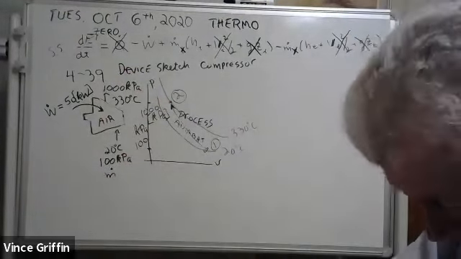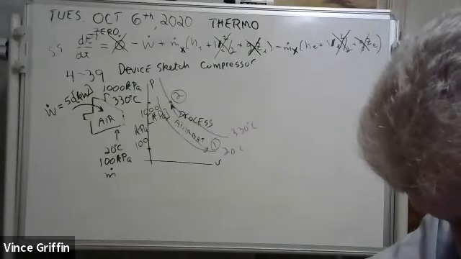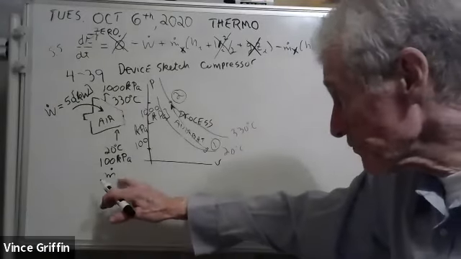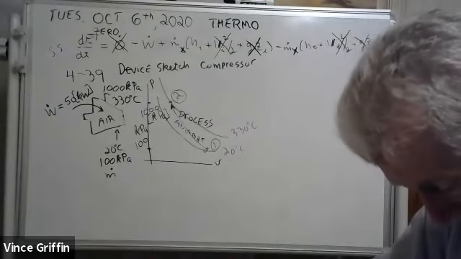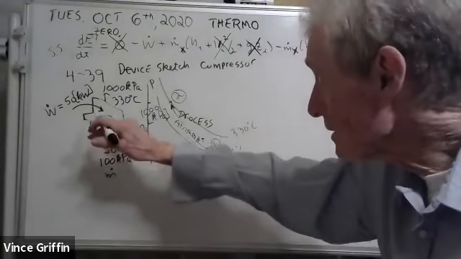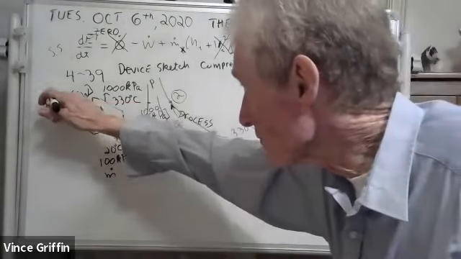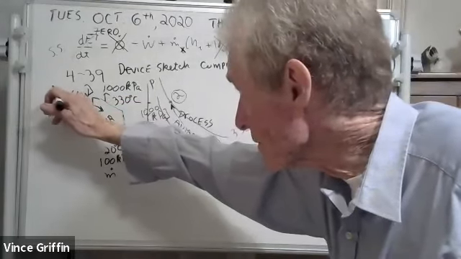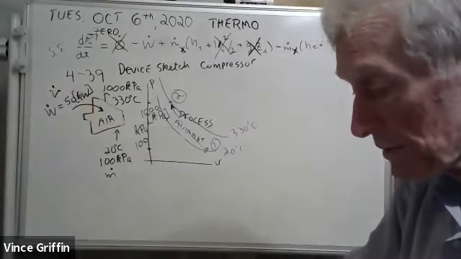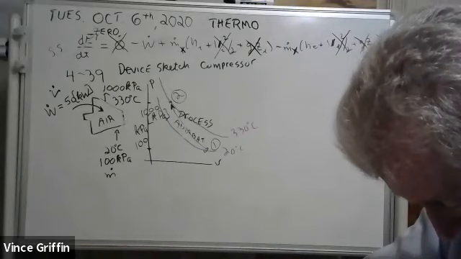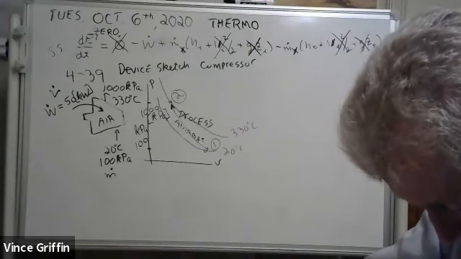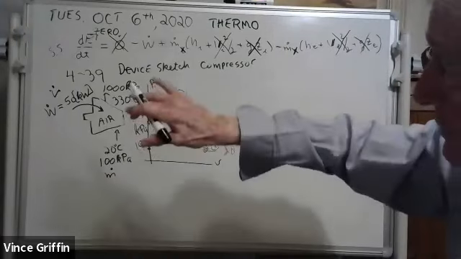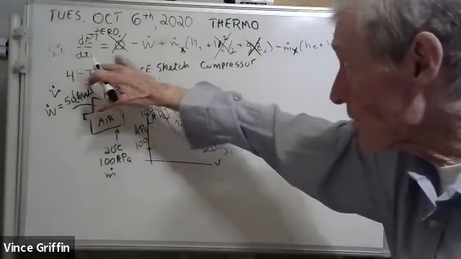In fact, are we supposed to find it? Let me read this. 439. Yeah, we're supposed to find the mass flow rate. They also wanted the exiting volume flow rate. Isn't that what it says there? Yeah, exit volume flow rate. They want to know what that is. Well, we'll get it. But the next step is our first law of thermodynamics.